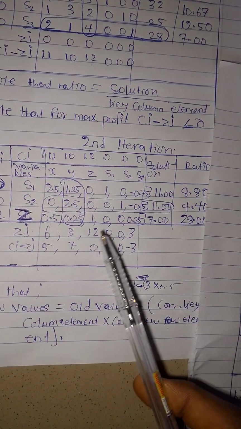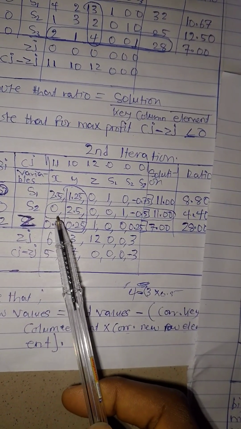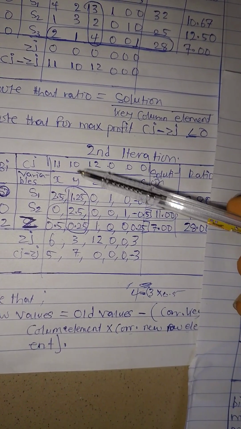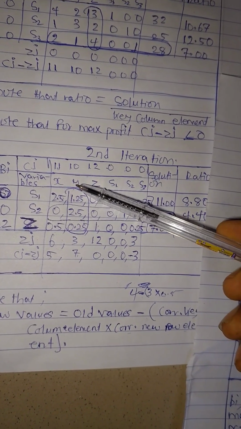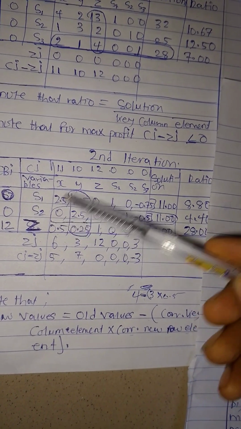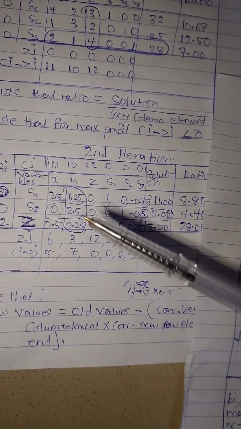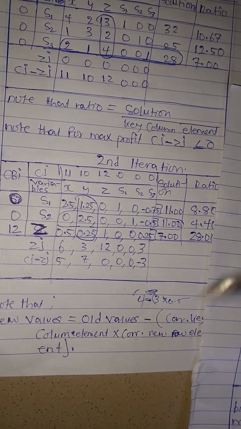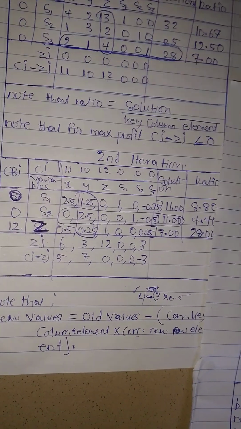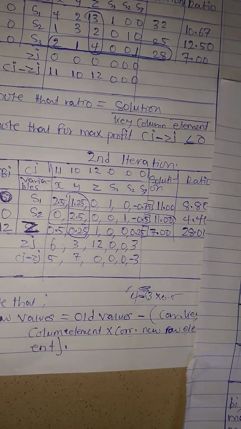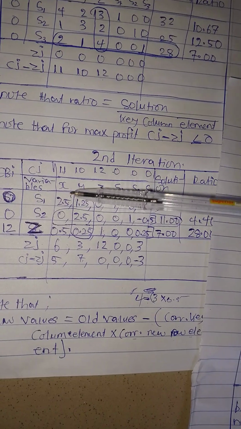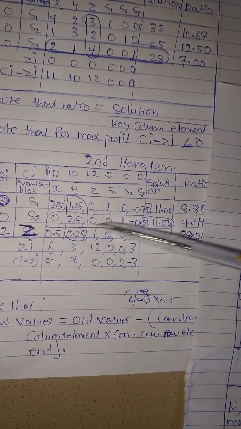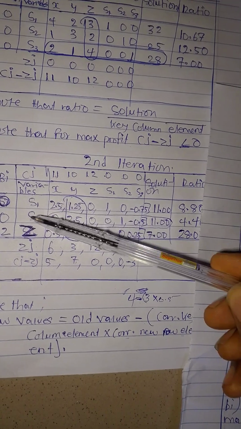That is, x2 is the leaving row. Now, what is the entering column? The entering column is y. So therefore, I have to replace x2 with y, since we're saying that you have to replace the leaving row with the entering column. So you check here, the entering column is y, and the leaving row here is x2. So I have to replace x2 with this.